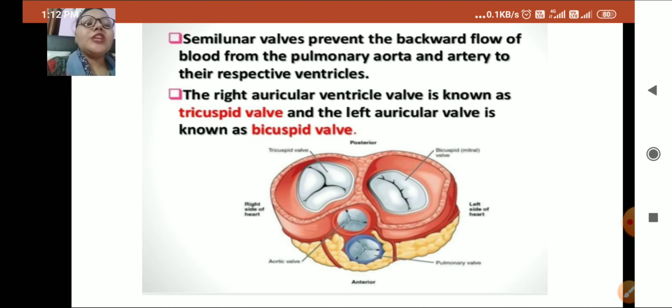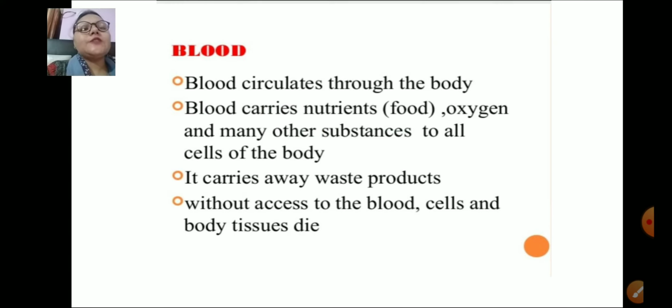The function of these valves is, again, to prevent the backflow of blood from the ventricles to the auricle. Next, we have the components of the transport system. The first component, which plays a very important role, is blood.